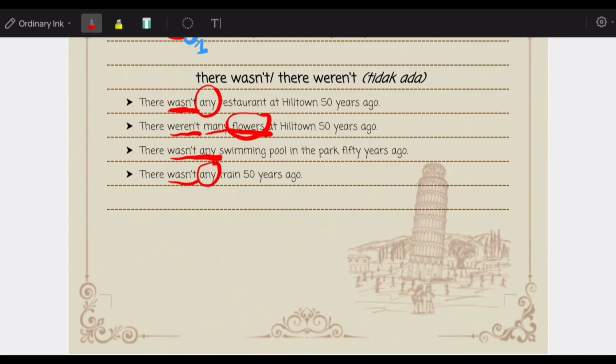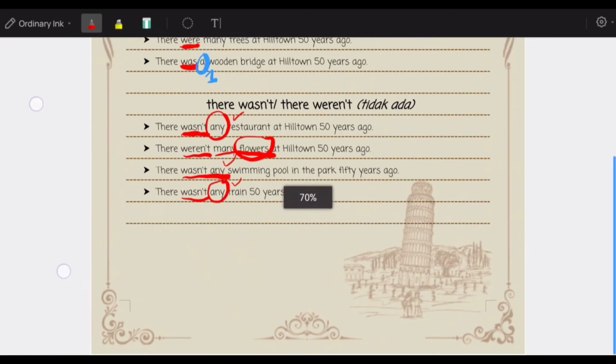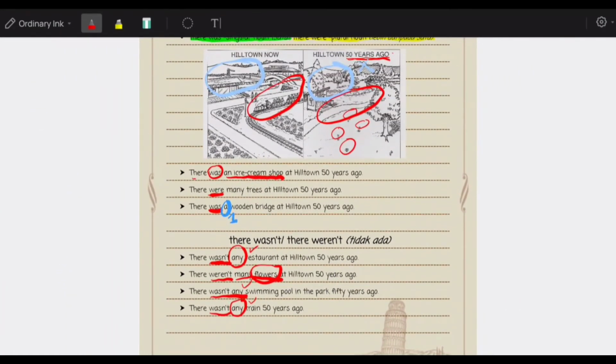If you look at this pattern, pattern ayat, there wasn't any. Kalau ada perkataan any ni, dia kawan baik dengan wasn't, which means singular noun. Kalau lebih daripada satu, we use weren't. Of course you need to compare these two pictures, baru kita tahu apa yang ada dulu, apa yang tiada dahulu.